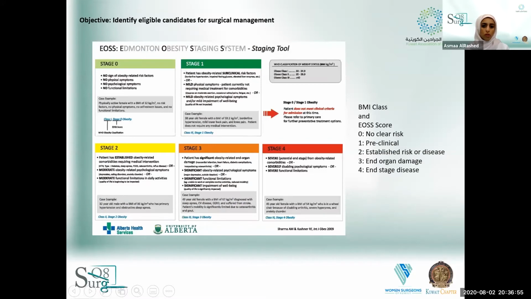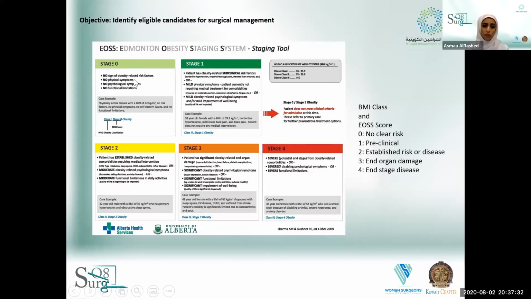So moving on from the BMI, I'd like to present a very useful tool that we use to stage patients with obesity. It's called the Edmonton Obesity Staging System. It is validated and correlates better with mortality and risks. So what it does is take the BMI, but also the EOSS score, or the Edmonton Obesity Staging Score. And as you can see here, the things that this score looks at, as I said, you have to think of obesity like a cancer. It's a disease that affects everything in your body.